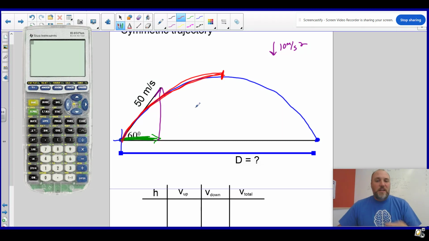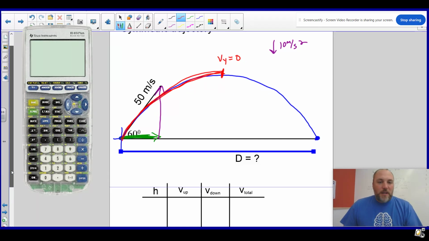So at some point, even if it's for an instant, the vertical velocity of this object is going to be zero. So I'm going to use that to my advantage. That's an additional number that I'm able to use in my kinematic equations.